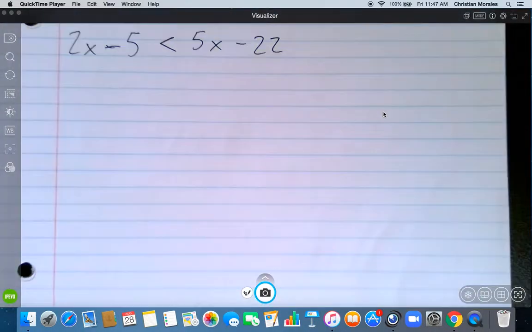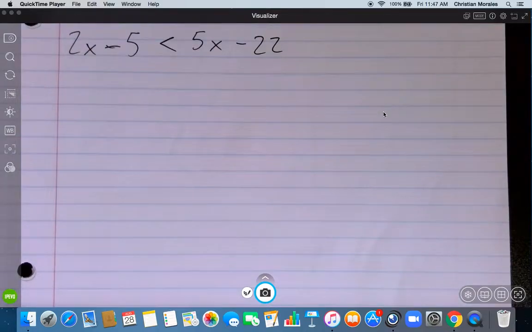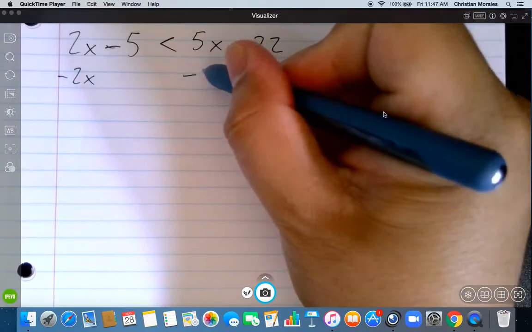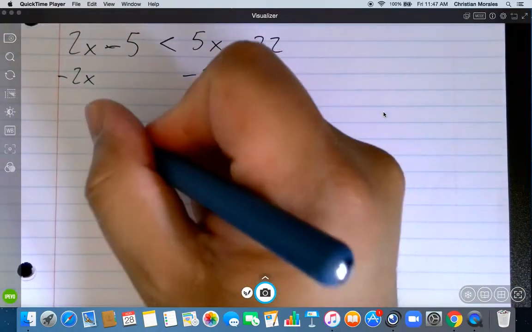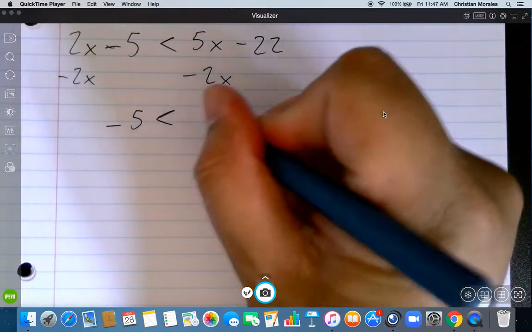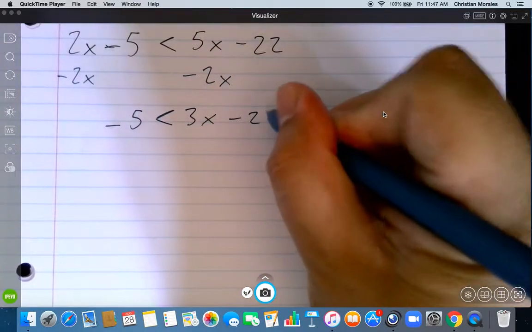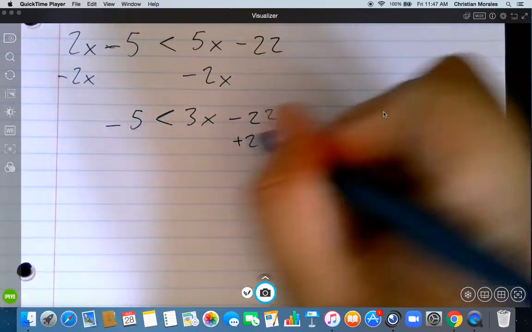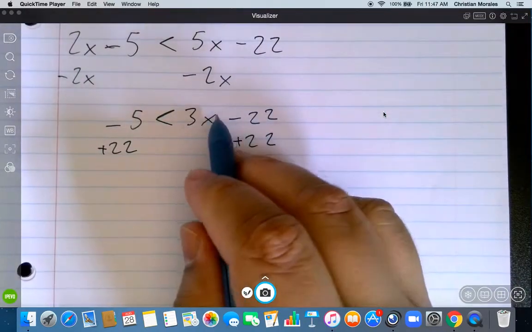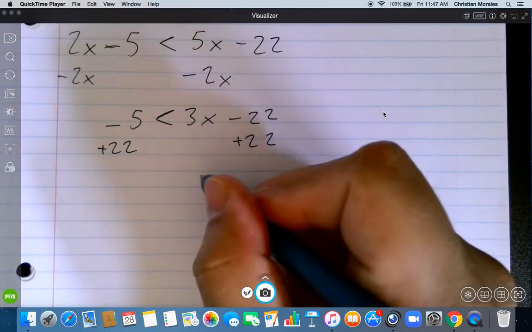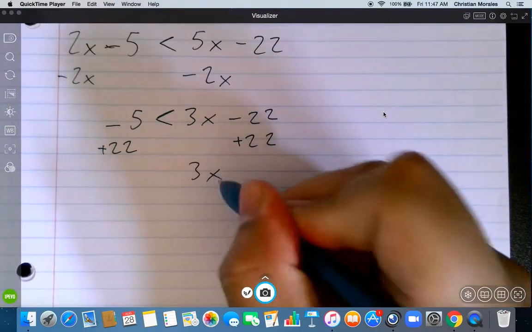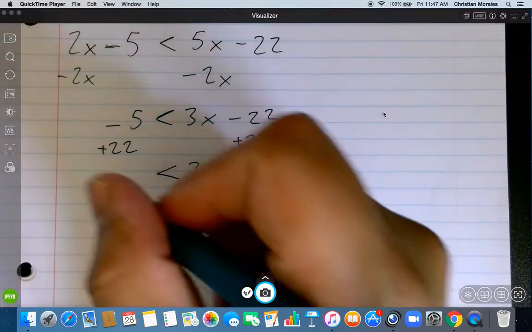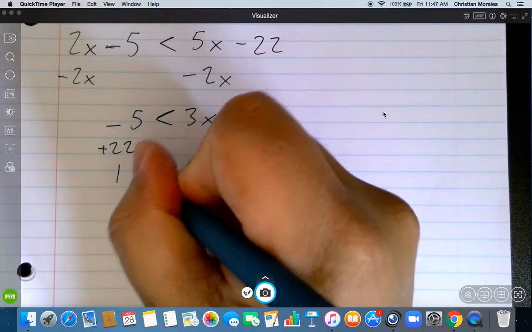Okay, next. Okay, we have x's on both sides. So I like to move the smaller one first. So I'm going to move 2x over here. I'm going to get this. Okay, now I'm going to move that 22. Inverse of subtracting is adding. Because I want the x by itself. Remember, now that I have the x's together, the only thing I want on this side is x. Now negative 5 plus 22, that's going to give me 17.